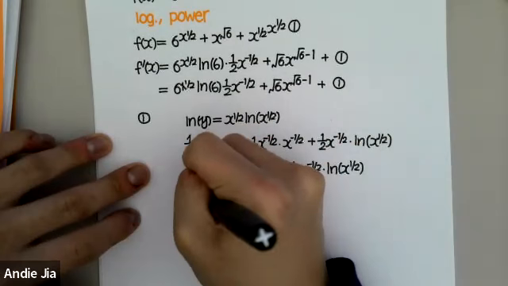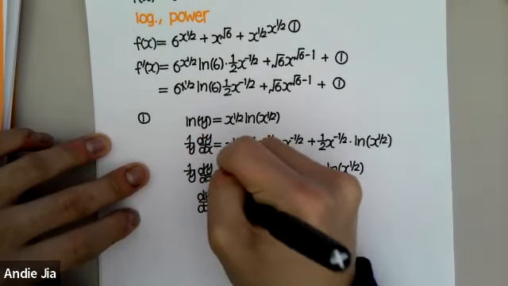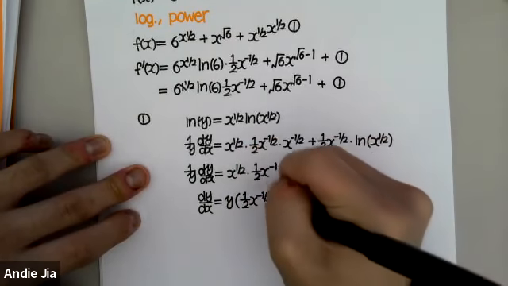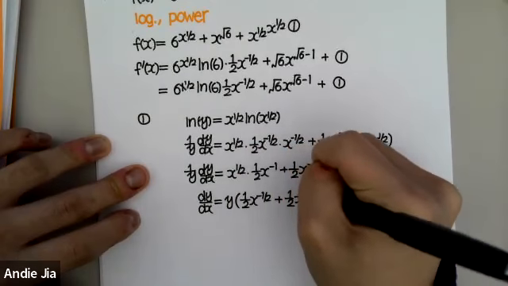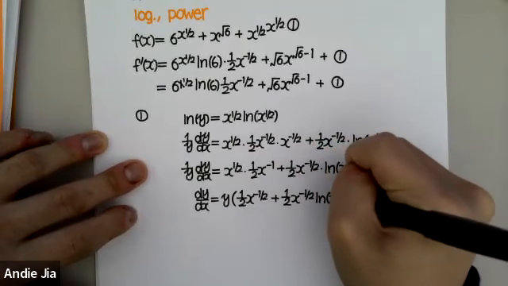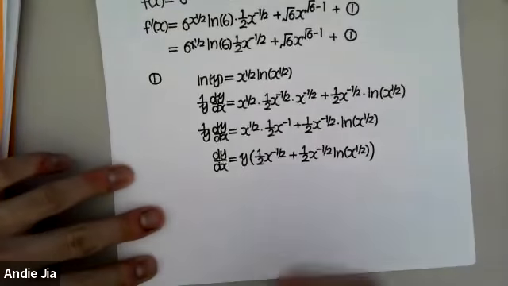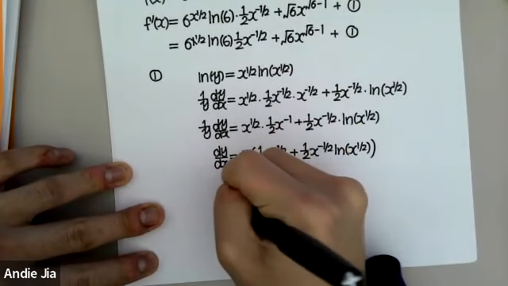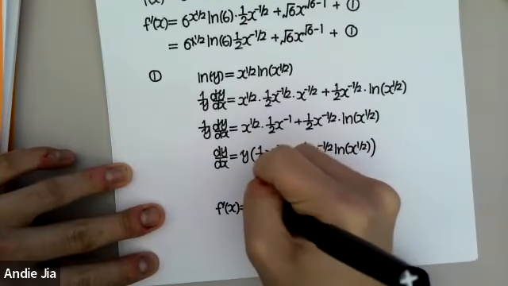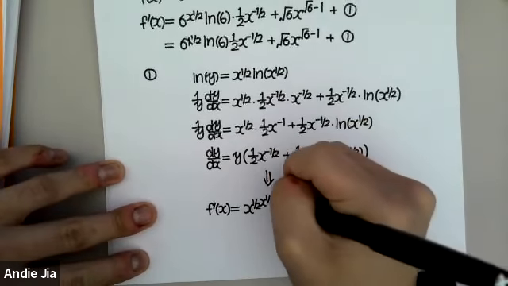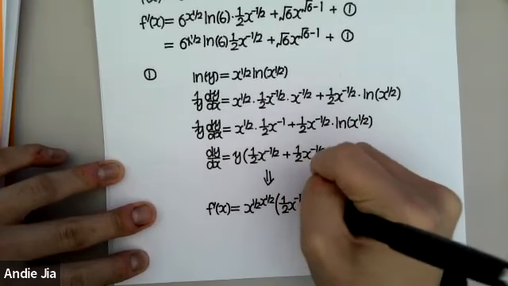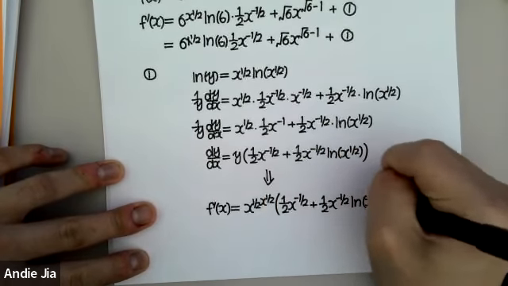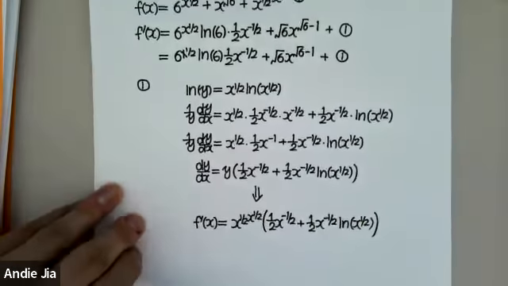And then dy/dx is going to be y times this whole thing. It'll be 1/2 to the negative 1/2 plus 1/2 x to the negative 1/2 times the natural log of x to the 1/2. Then this expression is going to be f prime of x: x to the 1/2 times this whole expression, 1/2 x to the negative 1/2 plus 1/2 over x to the negative 1/2 times the natural log of x to the 1/2. This is the answer that we expect.